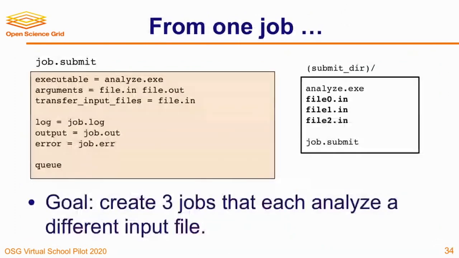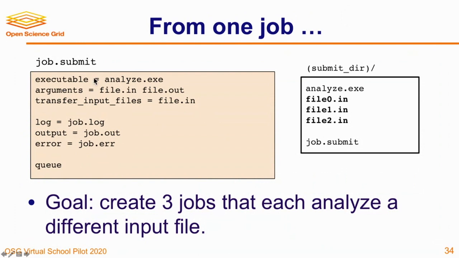We want to go from one job to being able to submit multiple jobs. So over here, I've got a snippet of a submit file. I've left out the request memory and disk because they're less relevant to how we would submit multiple jobs, right? Those are per job requirements. So even in a single submit file that's submitting multiple jobs, those resource requests are per job.